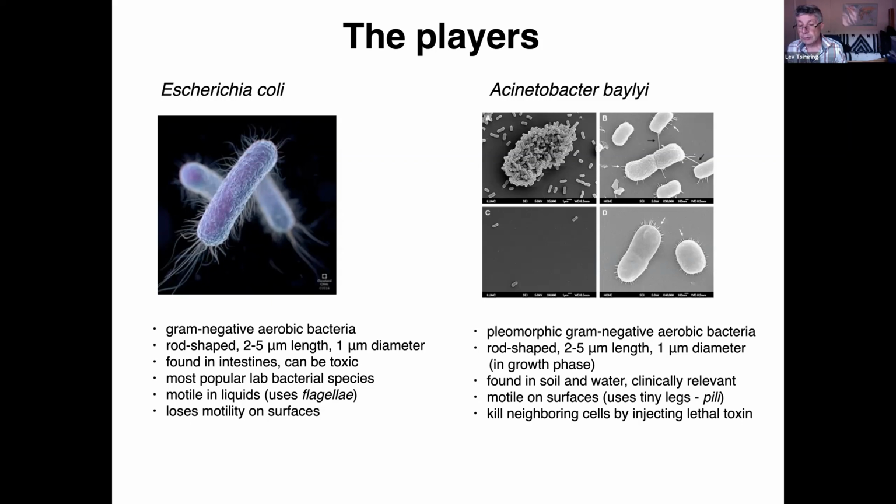So how do they move on surfaces? They have pili, these little legs, which are shown here, on all sides, and they move them in synchrony, and that's how they move. They can basically walk, and that's what they do efficiently. They don't swim, but they walk. And so on agar plates, which we use, they diffuse quite well. So they are still motile.